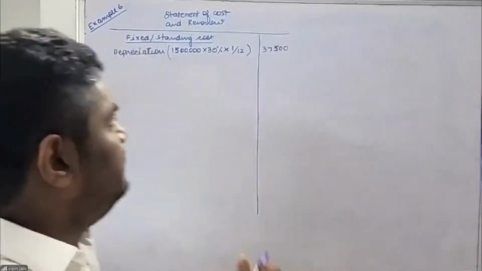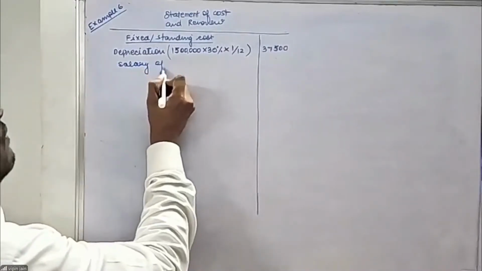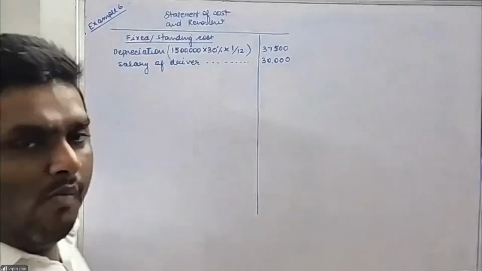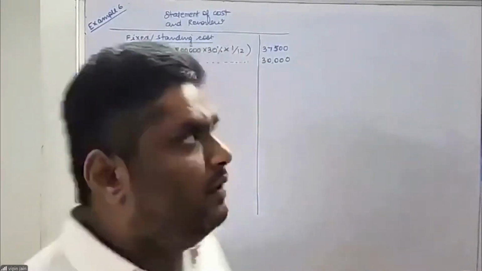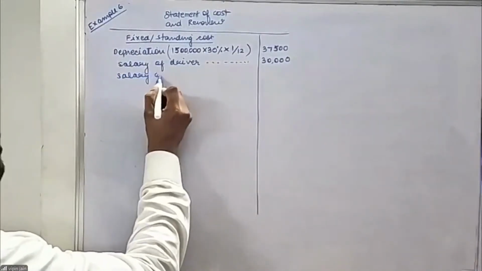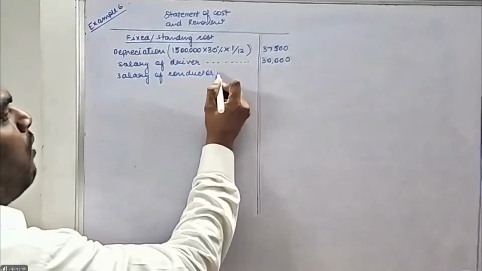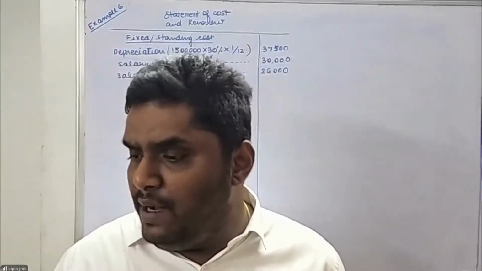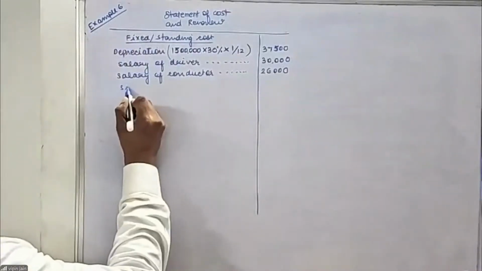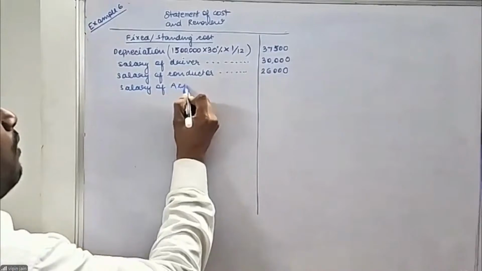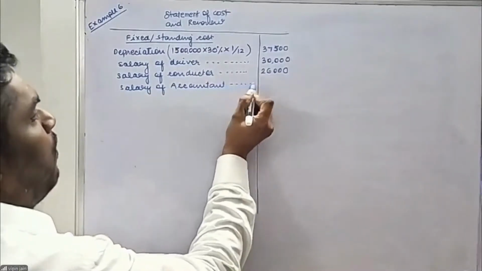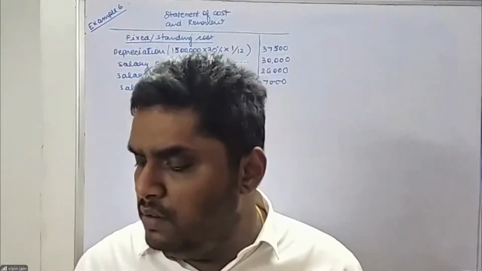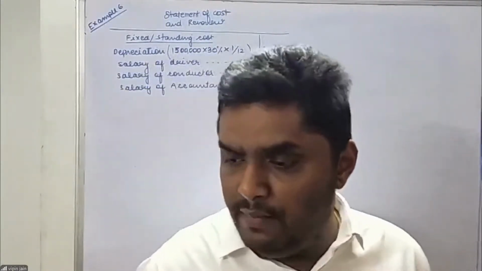Now salary of the driver is 30,000 per month. Salary of the conductor is 26,000 per month. Salary of part-time accountant is 7,000 per month. Insurance of bus is 6,000 per annum. So 6,000 divided by 12, it will be 500 per month.